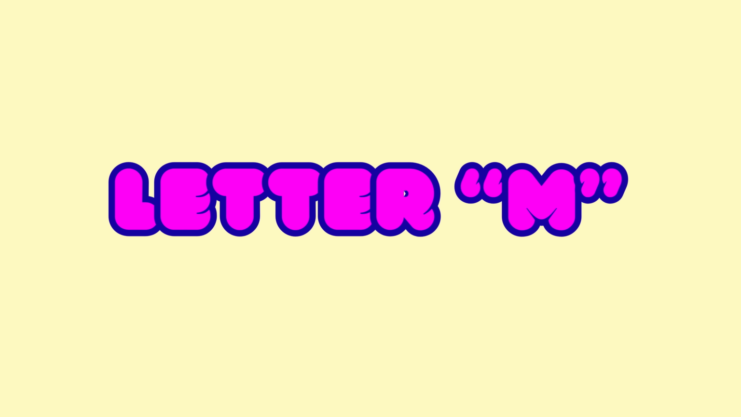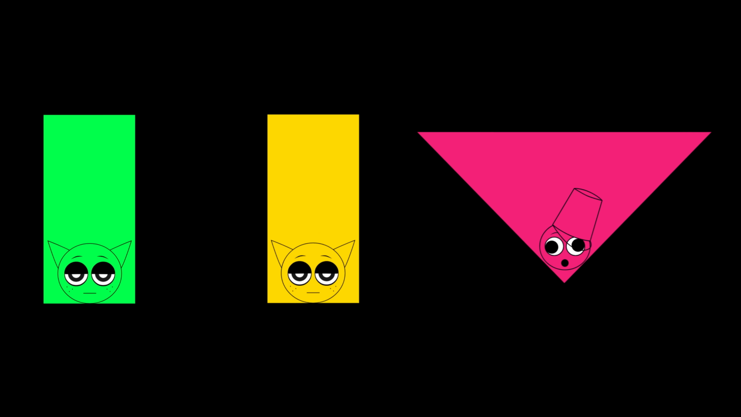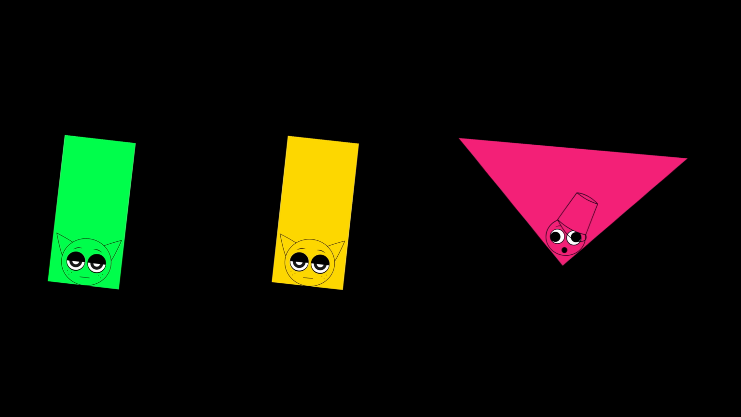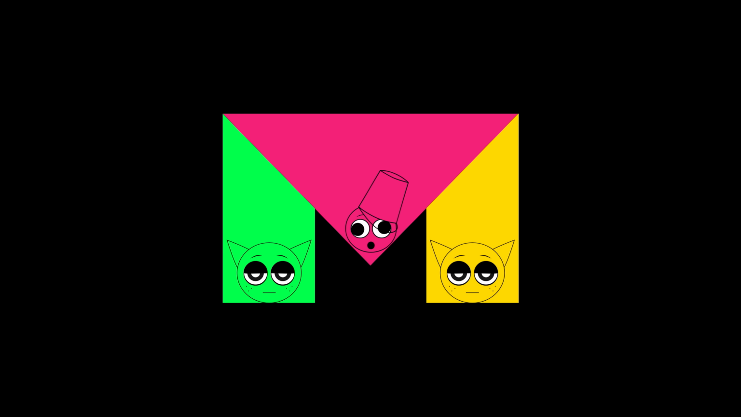Next, make the alphabet letter M. Rectangle. Plus. Rectangle. Plus. Triangle. Look at the two rectangles and the triangle. When we put them together, they make the letter M.